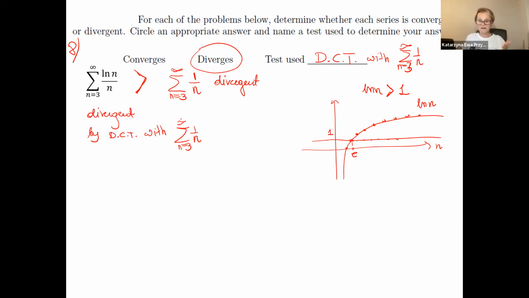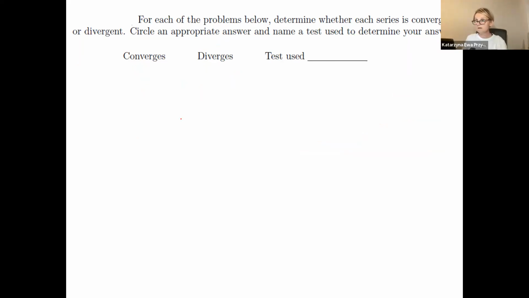Okay, and then actually, I don't have the formula, but let me write it for you. What about this one? 2 to the n over 3 to the n minus 1. Is this infinite series convergent or divergent?